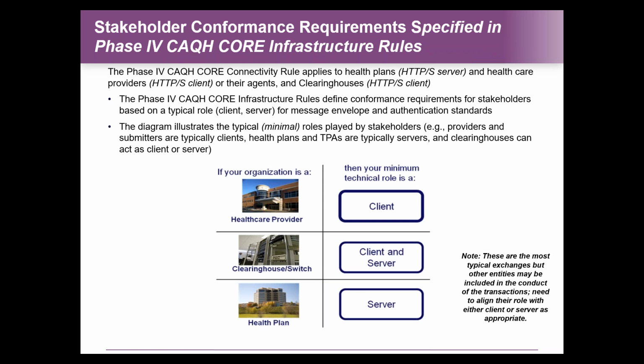The Phase IV connectivity rule has technical requirements such as the message envelope and authentication requirements, which Kevin will cover in more detail. But there is also a conformance requirement. These conformance requirements are defined in the Phase IV infrastructure rules, which essentially specify what a healthcare stakeholder is required to do in terms of a minimum technical role. For instance, for a healthcare provider, the minimum technical role is that of a client. For a health plan, the minimum technical role is that of a server, and a clearinghouse or a switch plays the role of both client and server. Again, this is a minimum technical role.